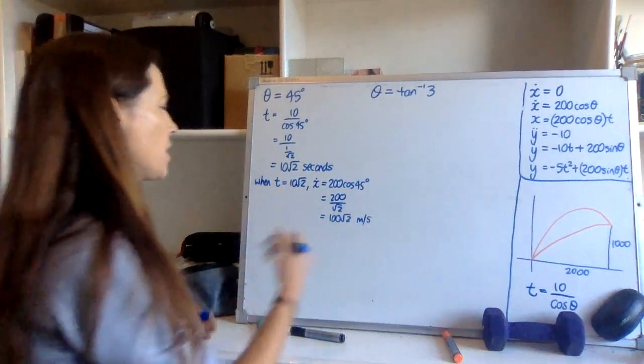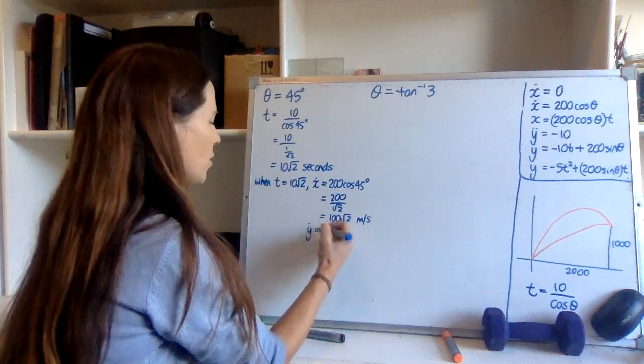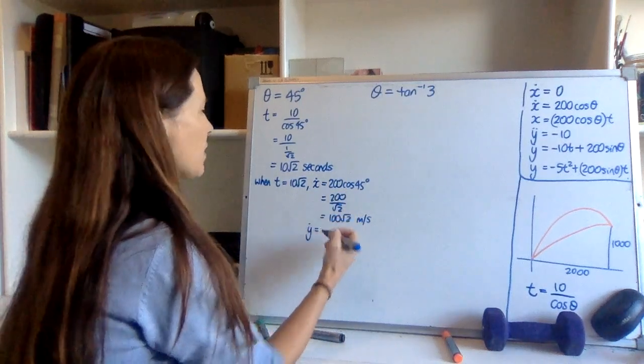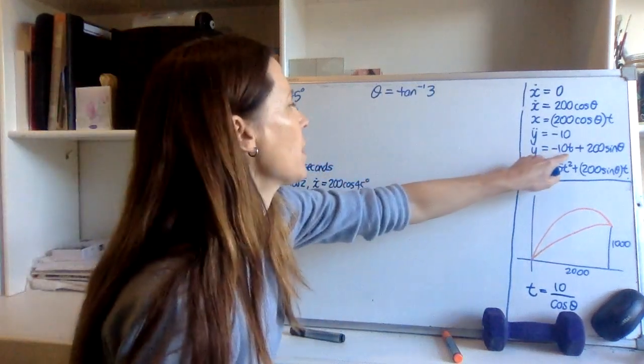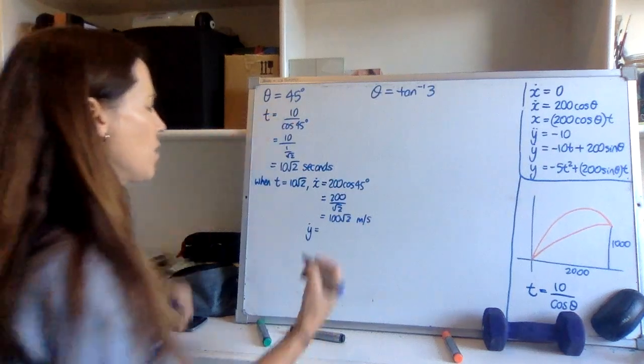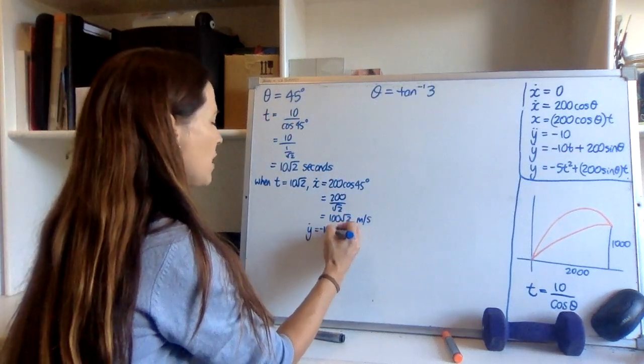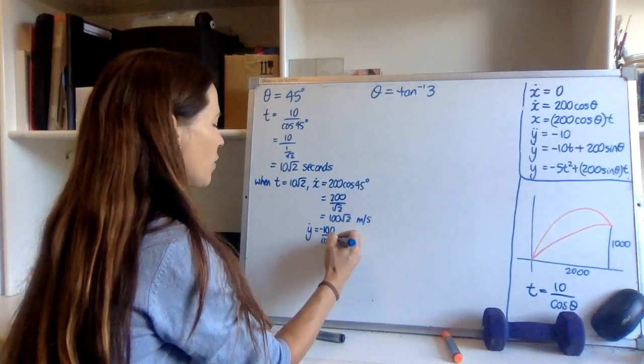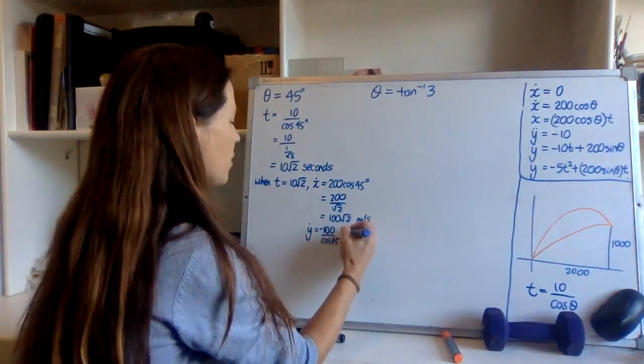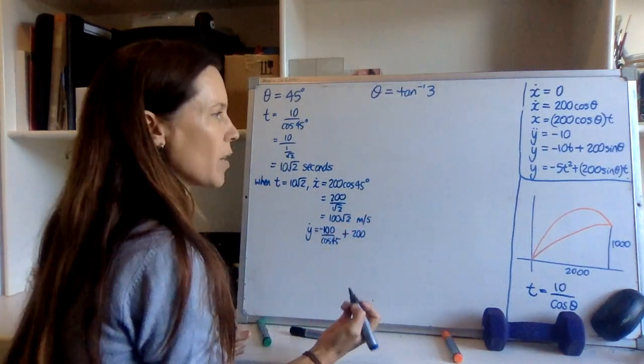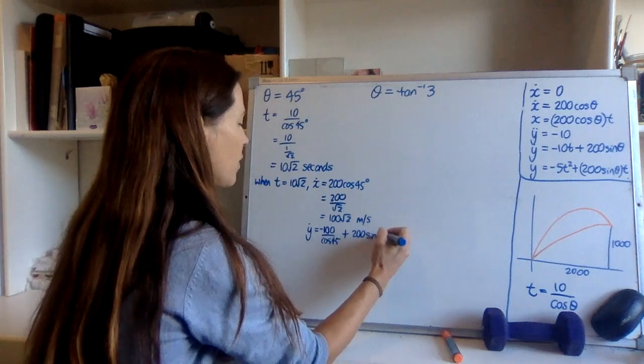And when t is 10 root 2, y dot is going to be minus 10. We've got this here, multiplied by 10 over cos 45. So we're going to have minus 100 over cos 45 plus 200 times sine of 45.